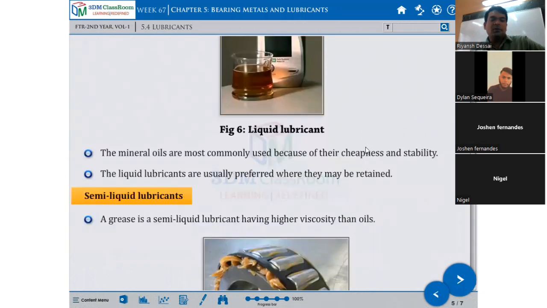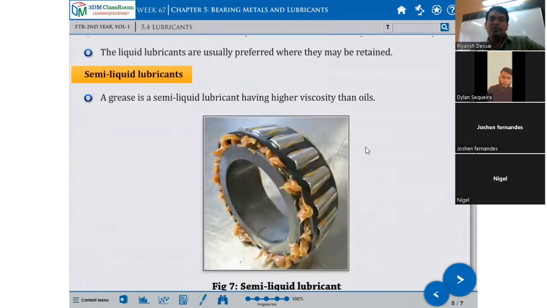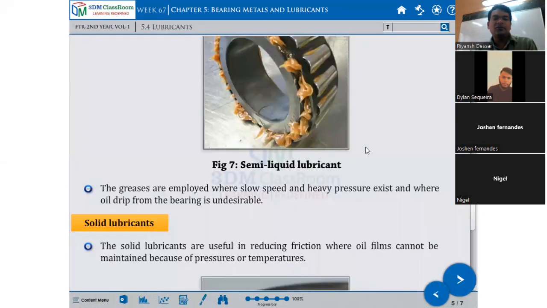Semi-liquid lubricant, the best example is grease, having higher viscosity than oils. Higher viscosity means the lubricant is thick. The best example of a high viscosity lubricant is grease. It is very dark, thick, semi-liquid. Greases are employed where slow speed and heavy pressure exist and where oil would drip from the bearing.